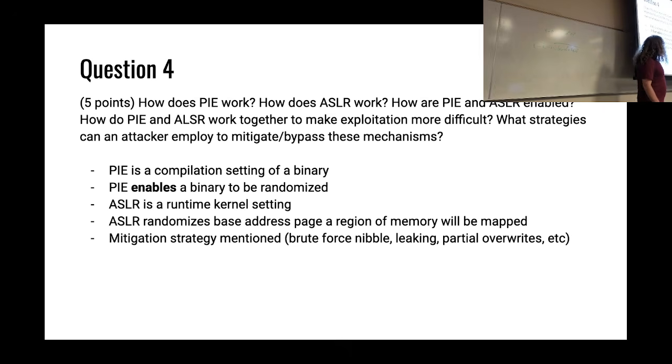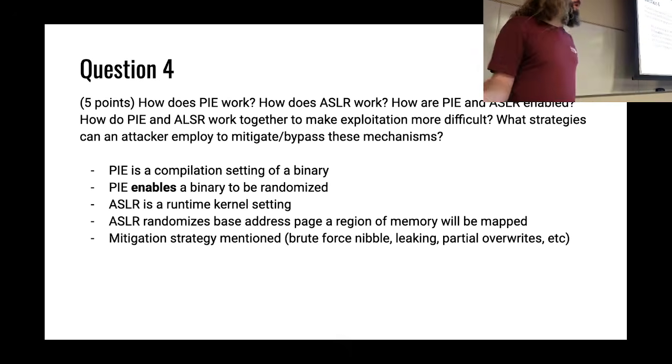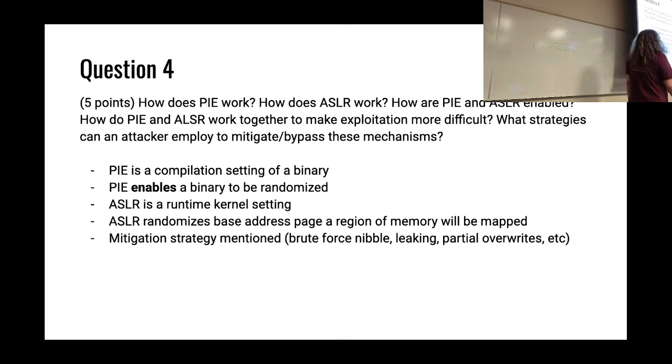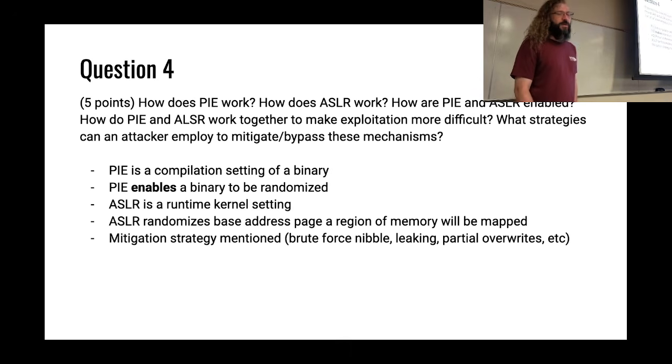ASLR is a runtime kernel setting. You didn't need to say kernel. You didn't need to specify. You did kind of need to say runtime. You need to express that ASLR is what happens when I'm running the binary, and you need to express that ASLR is the thing doing the randomizing. For a mitigation, anything that you have done in the modules or challenges, brute forcing a nibble, getting a leak and calculating something, doing the partial overwrite, and anything that was somewhat reasonable, we would accept.